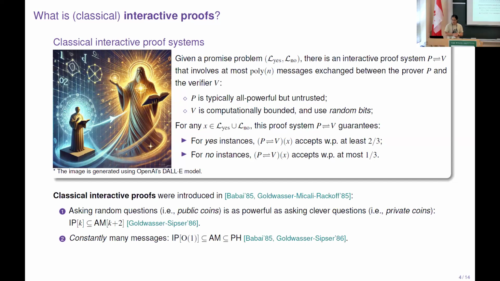If the proof system only uses a constant number of messages, then it turns out everything collapses to AM, which is contained in the polynomial hierarchy. But on the other hand, if there is a polynomial number of messages, then it actually verifies PSPACE computation.